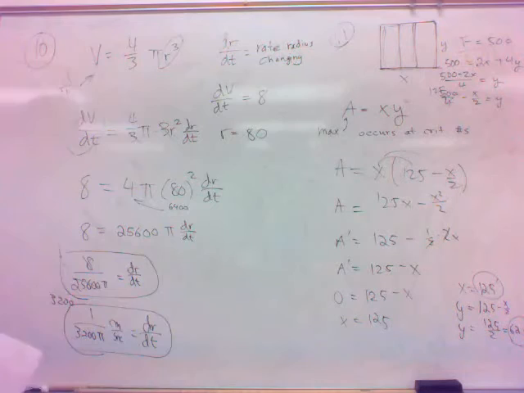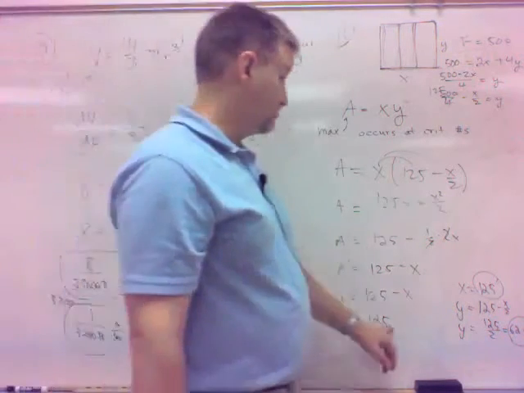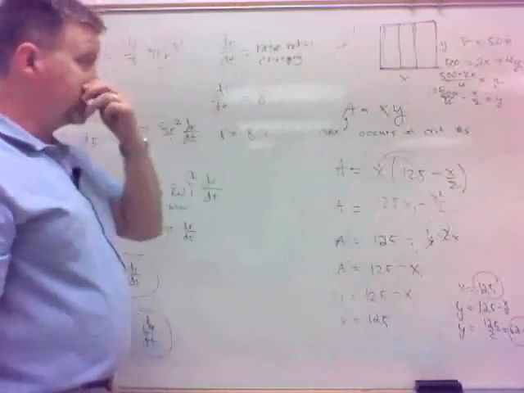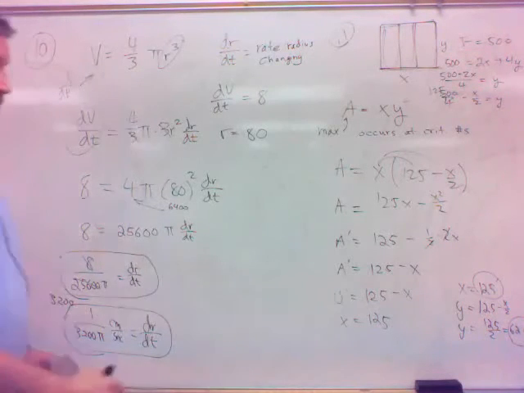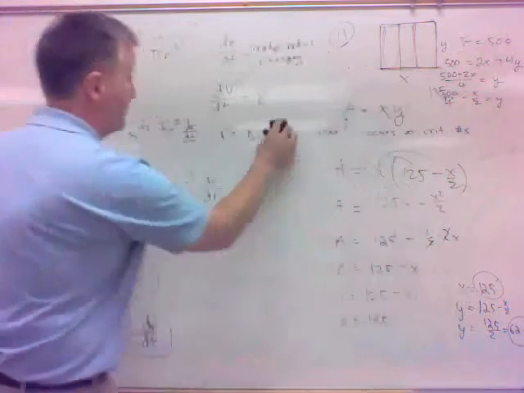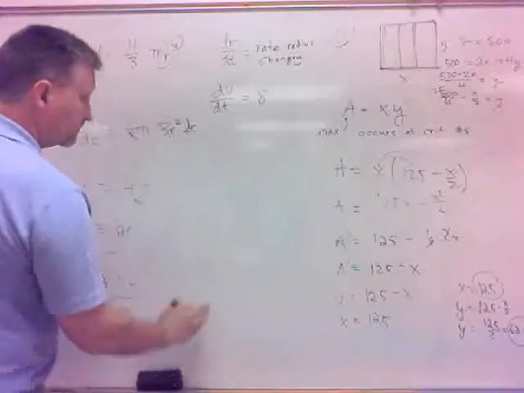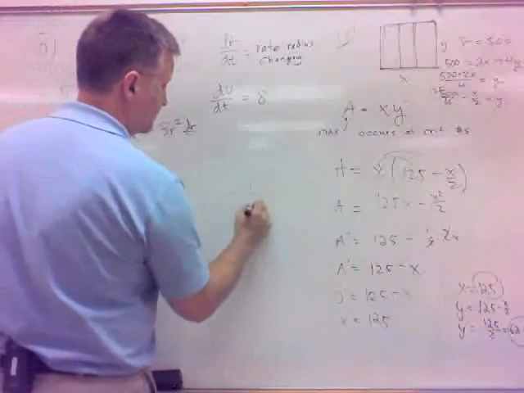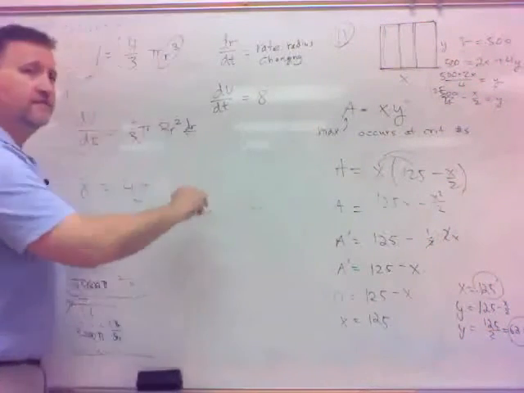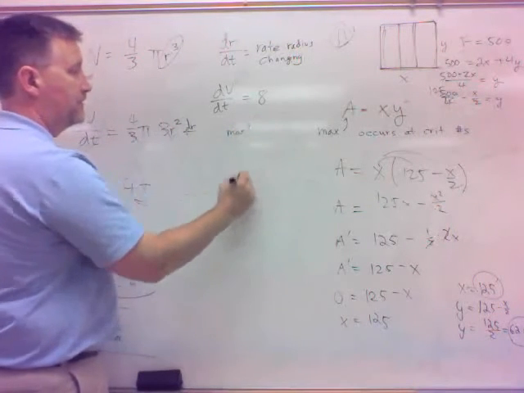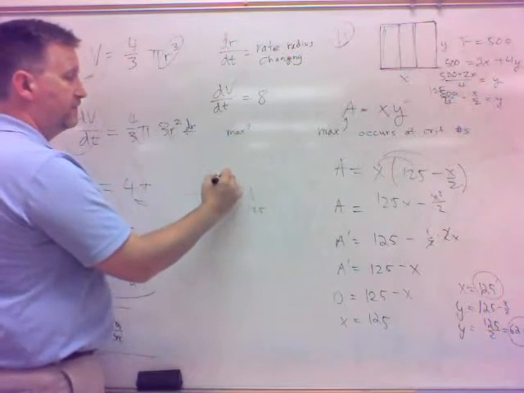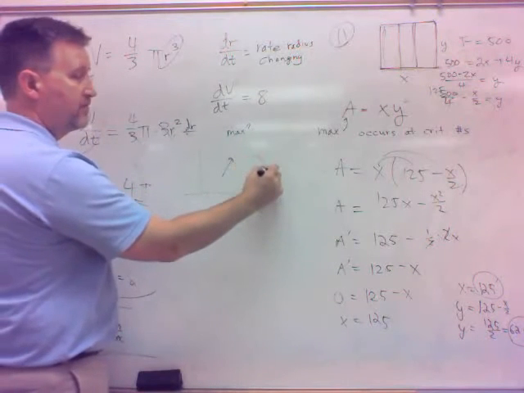Yeah, technically we should check to make sure that's a max. But since you bring it up, how would we do that? How could we make sure this is a maximum? Yeah, there's your critical number at 125. Then what do I have? I have increasing followed by decreasing.